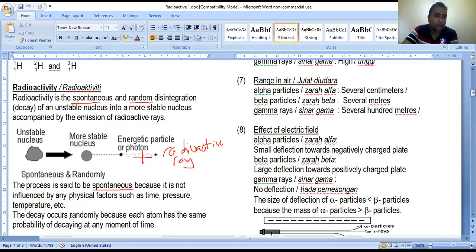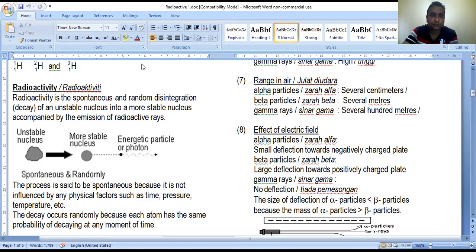It's also known as random because each atom has the same probability of decay. Let's say you have a radioactive element, and inside the element there are a lot of atoms. All these atoms have the same probability to decay or disintegrate. It doesn't mean the atom at the top must decay first. No. Maybe this one can decay first, or this one, or this one. That's what they mean by a random process. All the atoms have the same probability to decay.